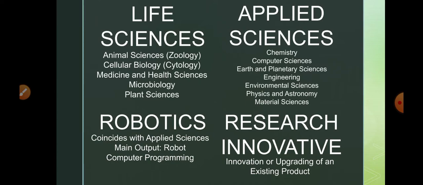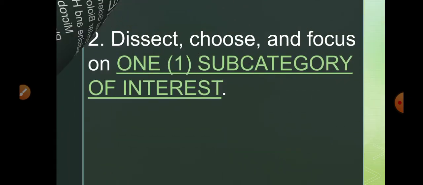Therefore, our second guideline for you to follow in choosing a research problem is to dissect the categories of SIP and then choose and focus on one subcategory of interest. Okay, choose a subfield. Okay, so after choosing a subfield, what is our next step?